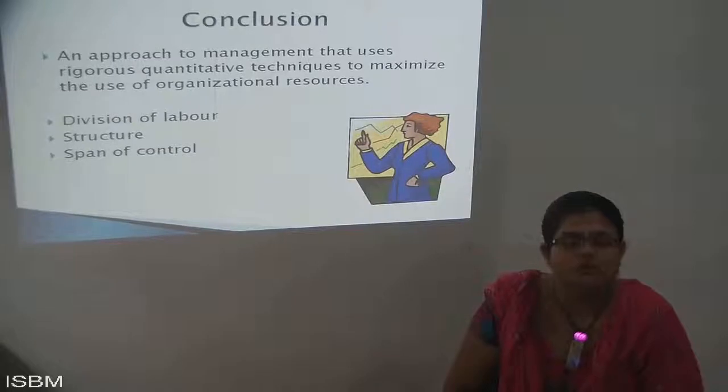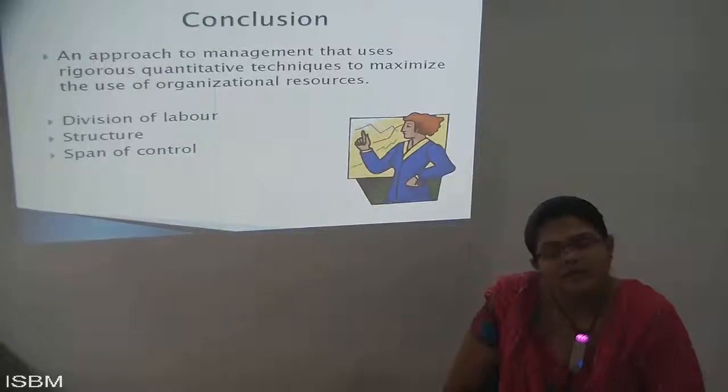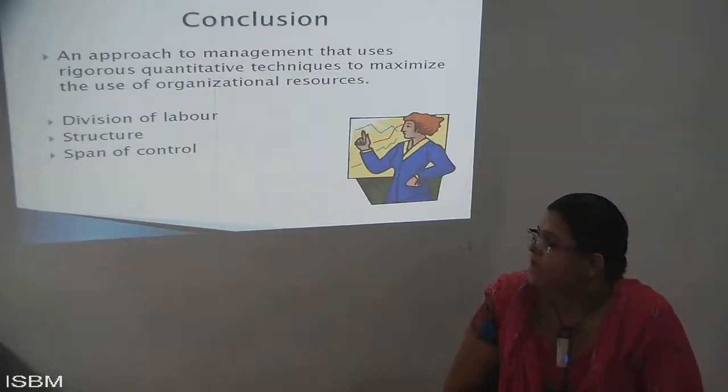Then, structure. In this structure, they need to use a certain kind of theory, and with the help of the theories, they need to frame how to plan, how to organize, how to direct, and how to control each and everything. And finally, they can get a drawback relating to this. And that is the last point, called the span of control.